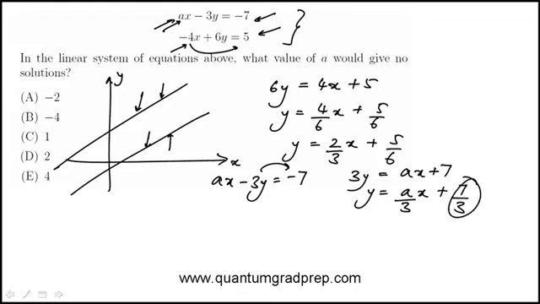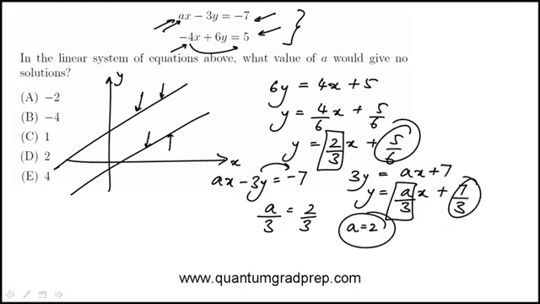Now we notice that the y-intercepts are different. That means they will be different lines. And all we have to do is match the slope. So a over 3 has to be 2/3, which means a must equal 2 if we need the system to have no solution. So the answer is D.